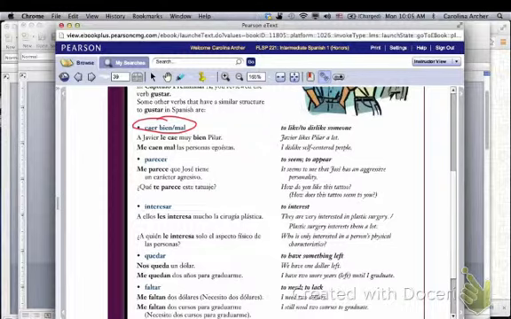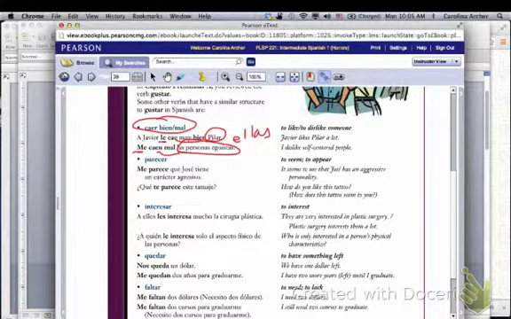Javier likes Pilar a lot. So, a Javier le cae muy bien Pilar. Pilar is the person who is being liked, so caer here needs to be conjugated for Pilar. Le cae muy bien Pilar. Or, to me, me caen mal las personas egoístas. This is plural. This would be ellas. So caer needs to be conjugated for ellas. Me caen mal las personas egoístas. Me caen bien, caer bien o caer mal.